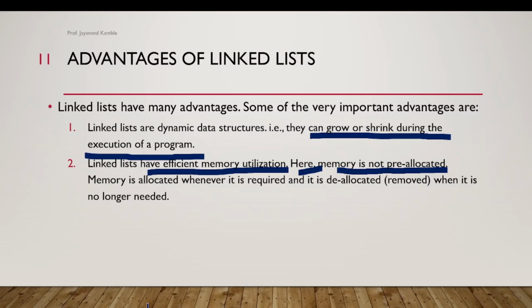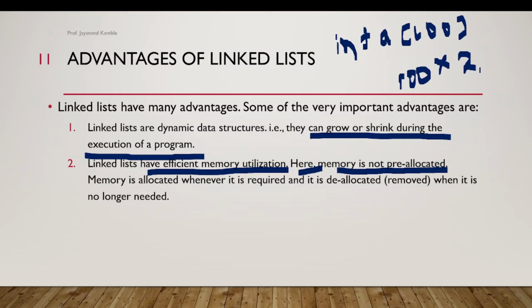For example, I am creating an array of 100 elements. So I am creating int a, where a is the name of the array and the size is 100. How much memory will get allocated to the array? That is 100 elements multiplied by the size of each element, assuming that the size of each element is 2. So the total memory allocated to a is 200.